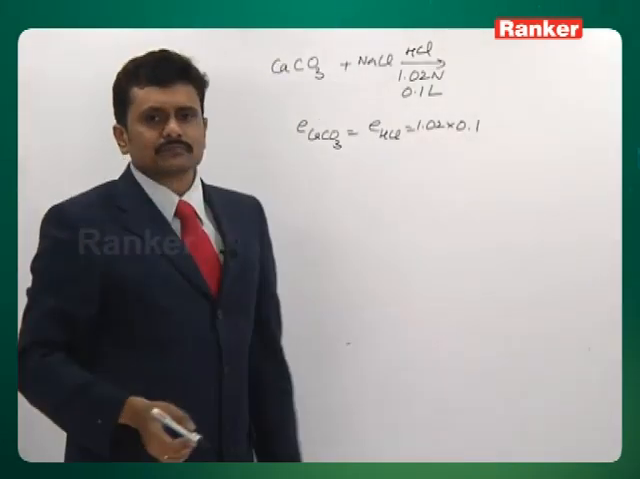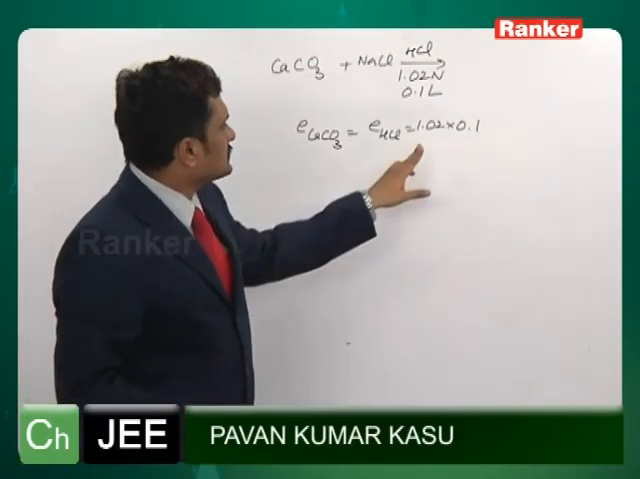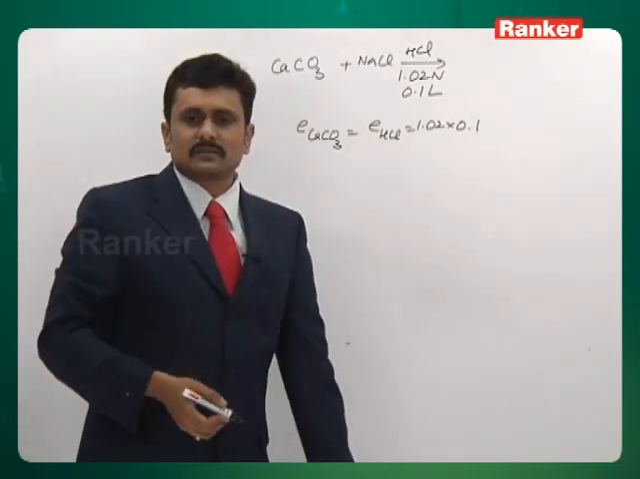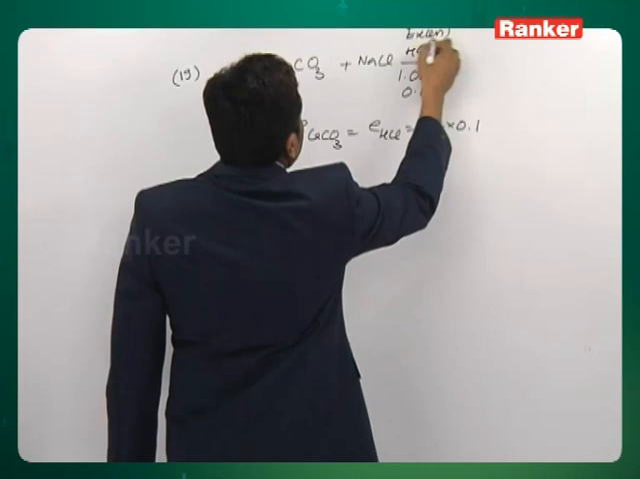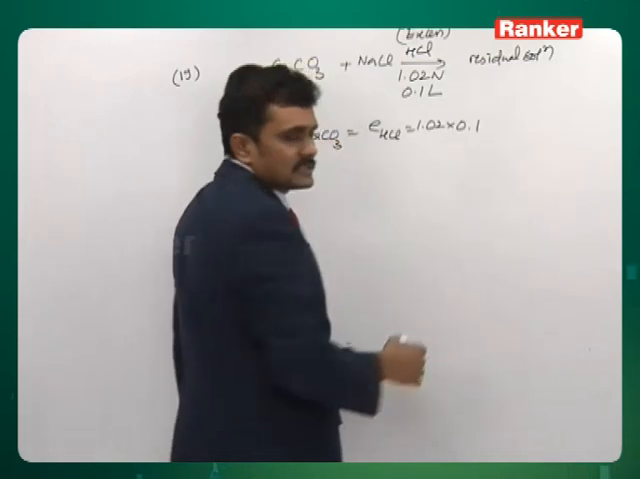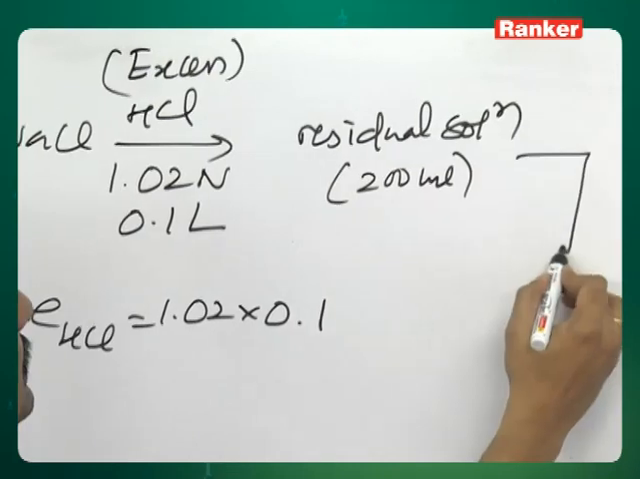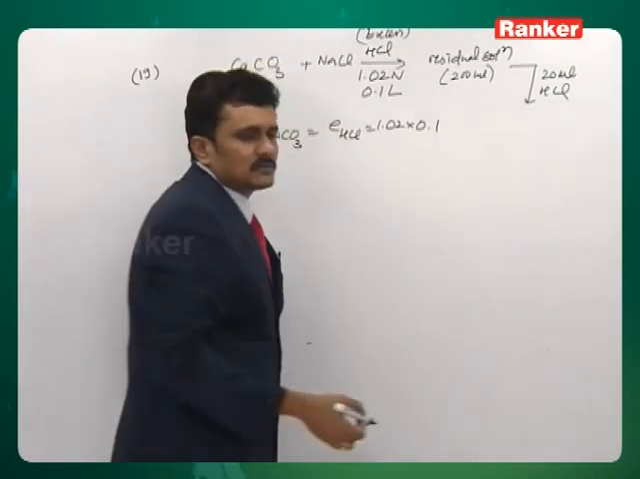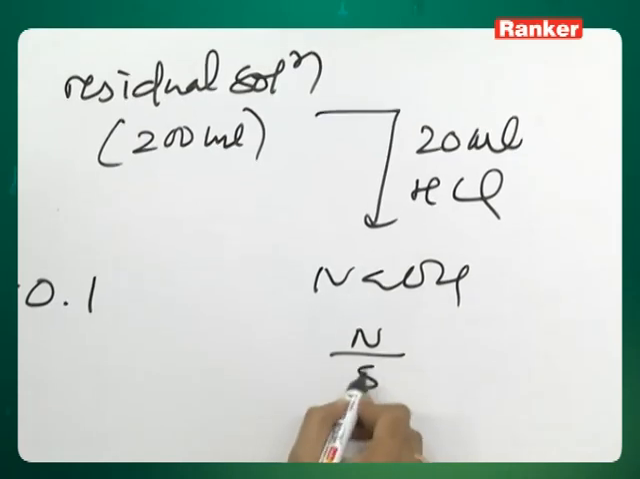So now after writing this, I can see that these are not the equivalents of HCl which have completely reacted with the calcium carbonate, because the information clearly provided to you is that you have taken the excess of HCl, because the residual solution which was initially made up to 200 ml was then back titrated. I mean to say that 20 ml of this solution was back titrated, residual HCl was back titrated with NaOH requiring n by 5 and 20 ml.